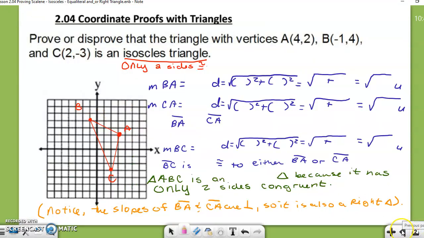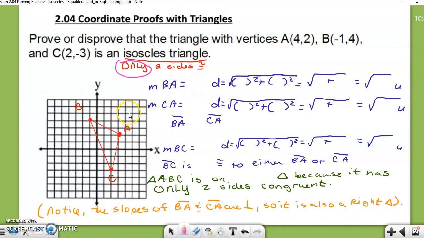Okay, so now we're going to look at proofs with triangles. I've already plotted my points for A, B, and C, and I need to prove that it is an isosceles triangle, which means only 2 sides are congruent. So I have to do the distance of all 3 sides and compare it, because if all 3 sides are congruent, I have an equilateral triangle. Every equilateral triangle is an isosceles triangle, but not every isosceles is an equilateral. Think about that for a minute.